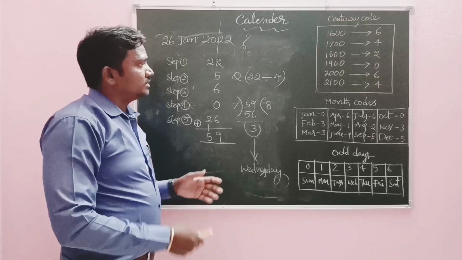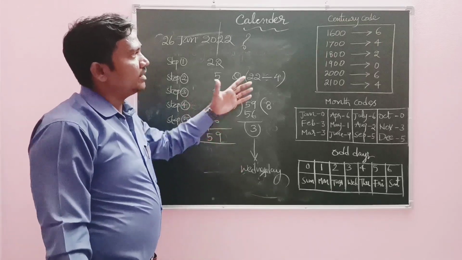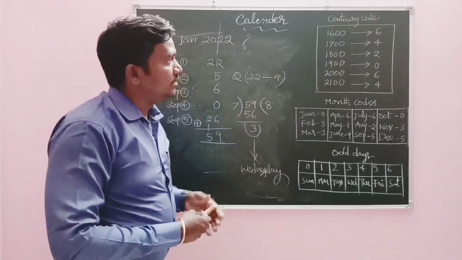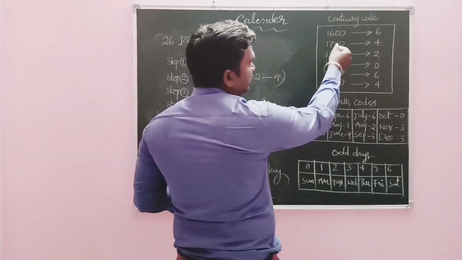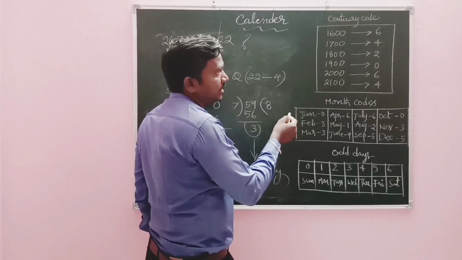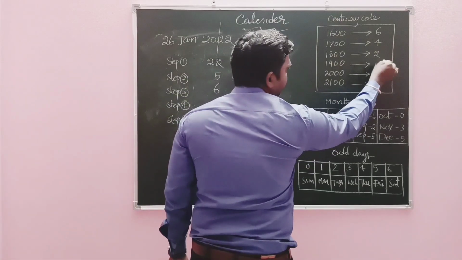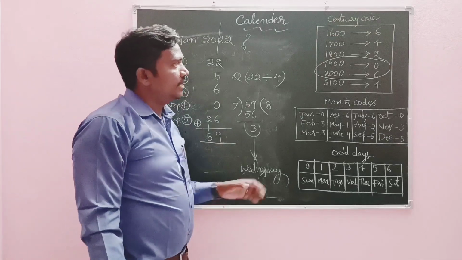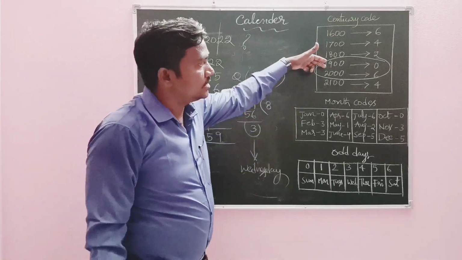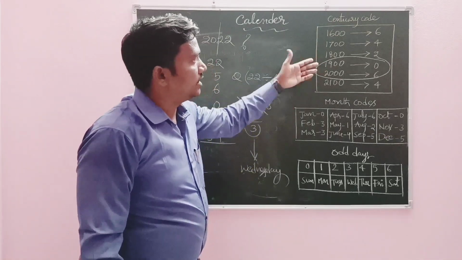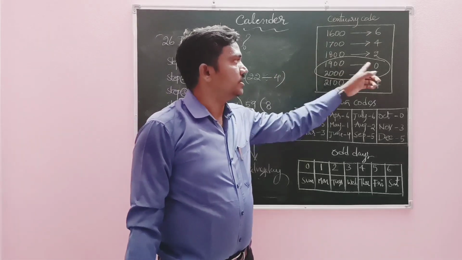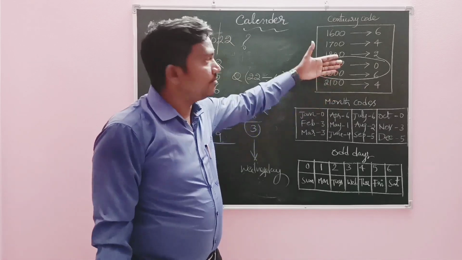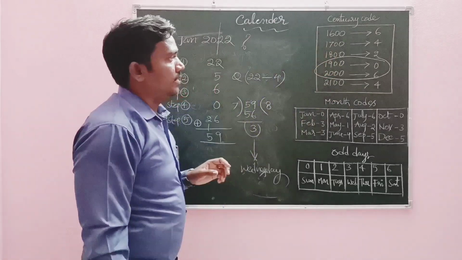Dear students, you may remember these, they are not difficult. In the century codes, here we need only these two. Many times we use the 19th century and 20th century, so we can easily remember the 19th century code is 0, and the 20th century code is 6. So simply we can remember these two numbers.